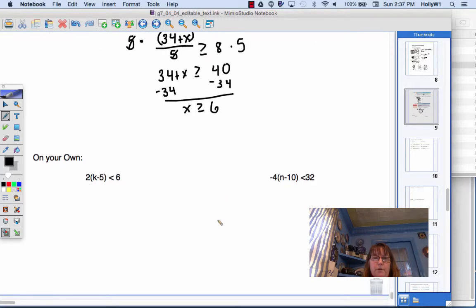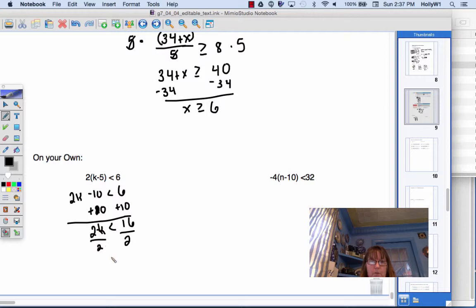Okay, so here's some on your owns with the distributive property. So give me a pause and then come back and see where you end up. Okay, welcome back. So let's do these quickly. If I distribute the 2, I end up with 2k minus 10 is less than 6. To undo the subtraction, we're going to add 10. We end up with 2k is less than 16. Divide by 2, because we're going to undo the multiplication. We end up with k is less than 8.